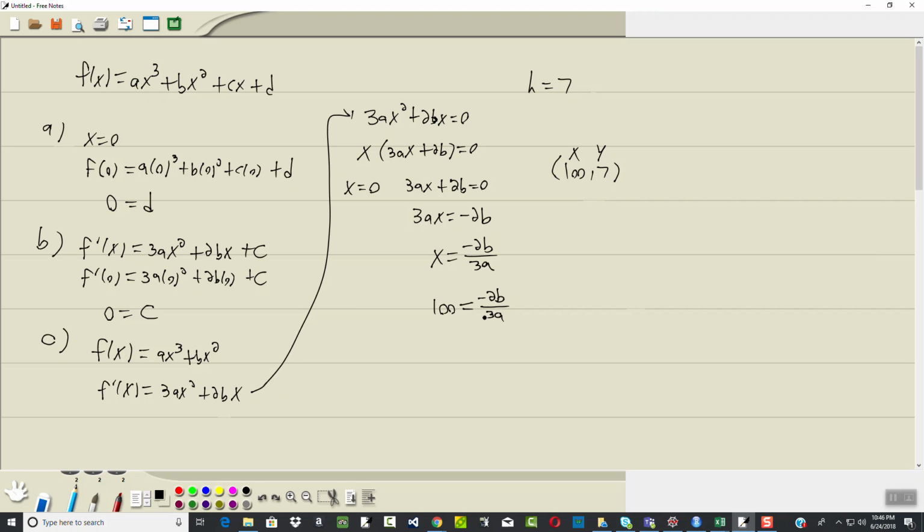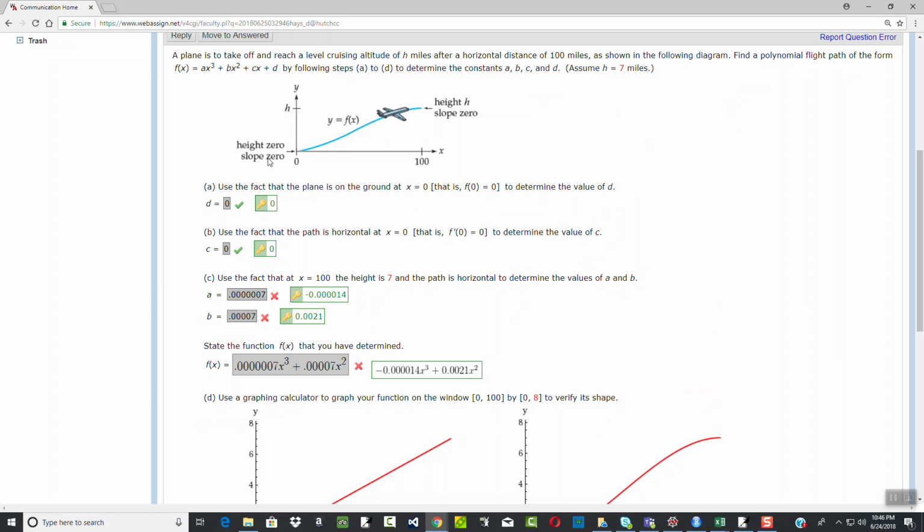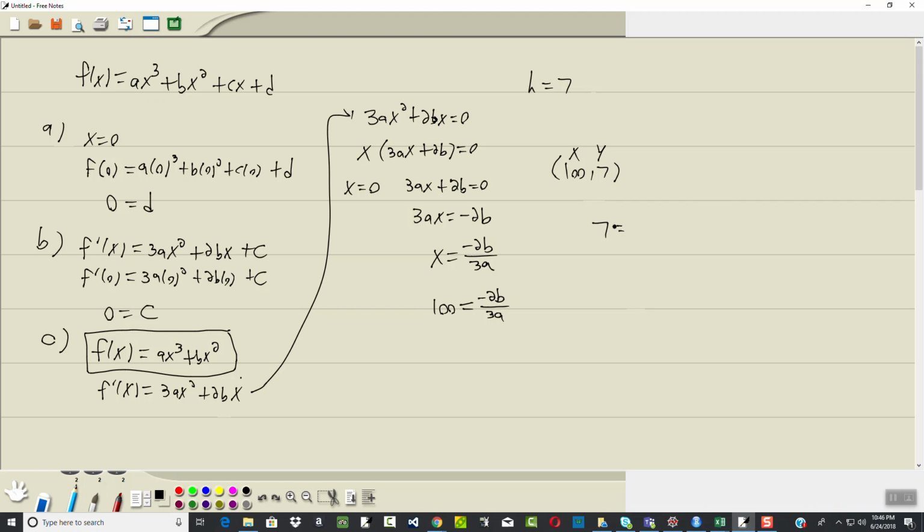Oh, maybe I can use the original function. Okay, it's starting to come together now. So if I look at this, I said this is the point that exists, which means f of x is 7. Is that just 7 or is it height and something? Miles, I guess. Okay. So I'll plug 7 in for the f of x, which is y, and then I got a times x, which is 100 to the third power, plus b times 100 squared.